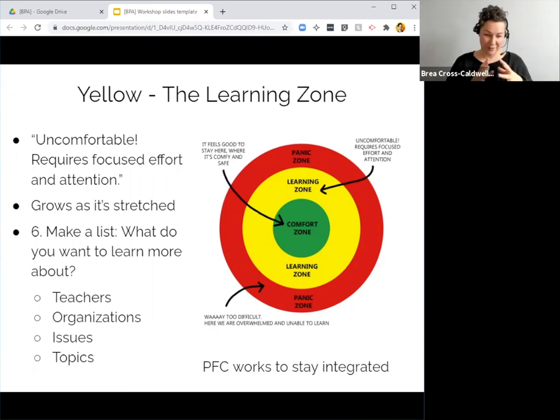Creating a list of this, like a brainstorm of what you want to learn, can give you a jumping off point for then looking and finding, well, where can I learn about this? Where can I stretch myself? Or what community can I be a part of that will help me stretch myself? So go ahead and as you're thinking through those, put in the comments or feel free to come on if you want to and just share, what do you want to learn more about? How do you want to stretch yourself in your learning zone?